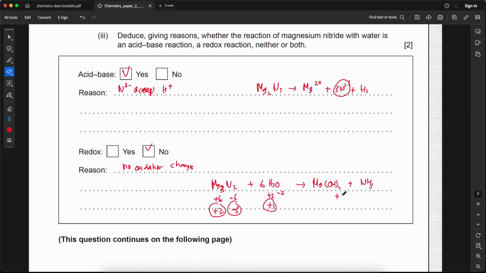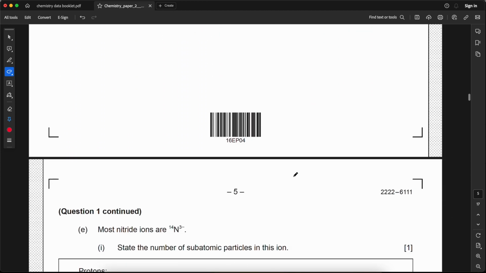In Mg(OH)2, Mg is plus 2, and for 1 O it is negative 2, we have 2 O, so negative 4, and for 1 H it is plus 1, so H2 is plus 2. In NH3, H3 is plus 3, plus 1 for each H, and N is negative 3. You see, N doesn't change, Mg doesn't change, H doesn't change, O doesn't change. So it's not a redox reaction.